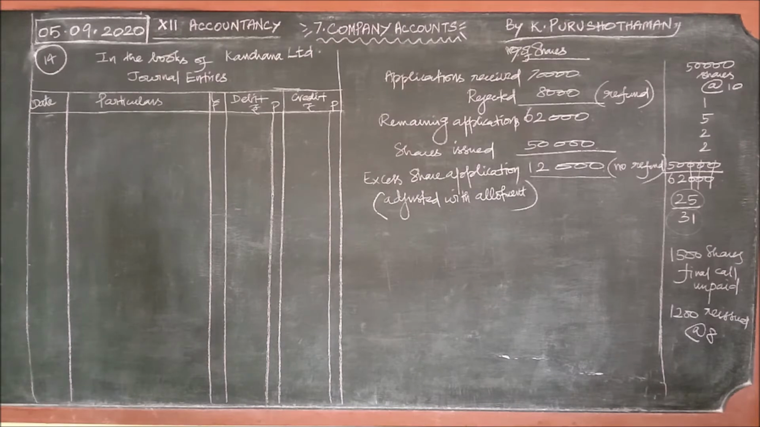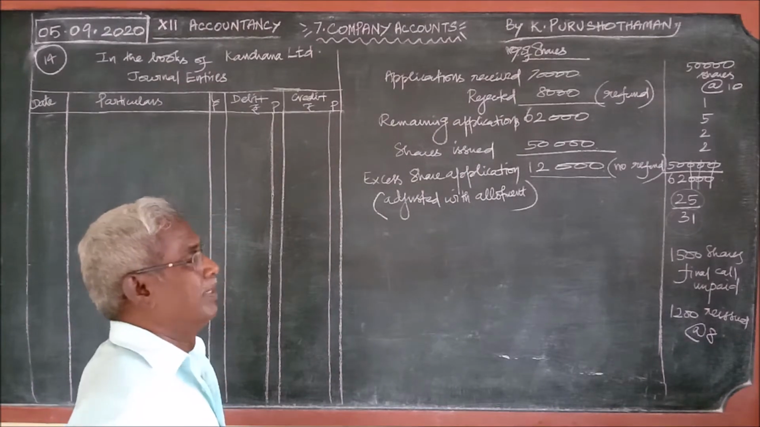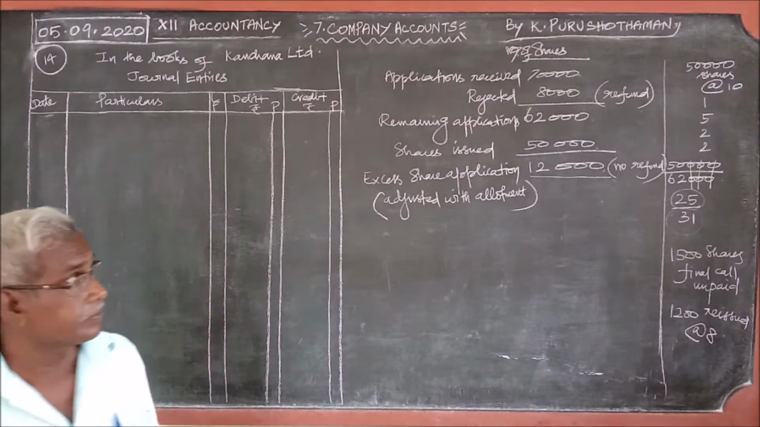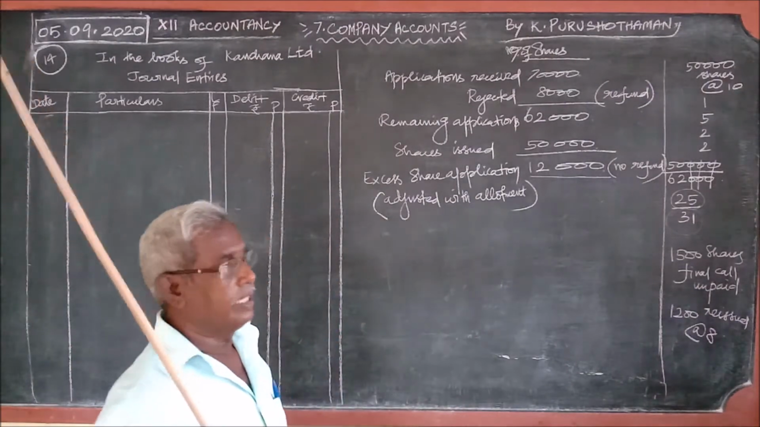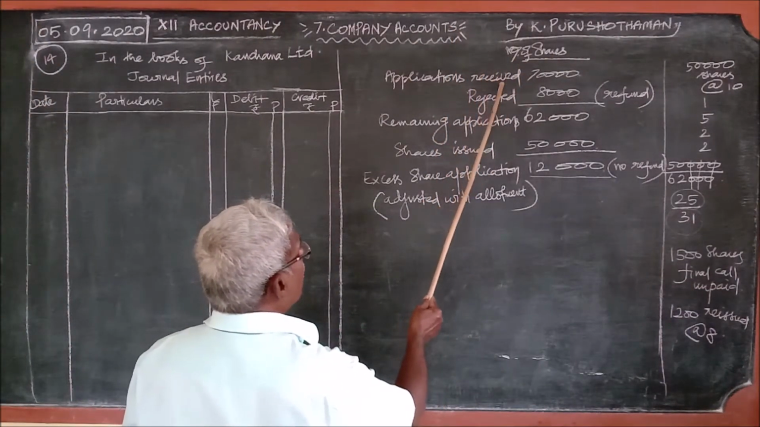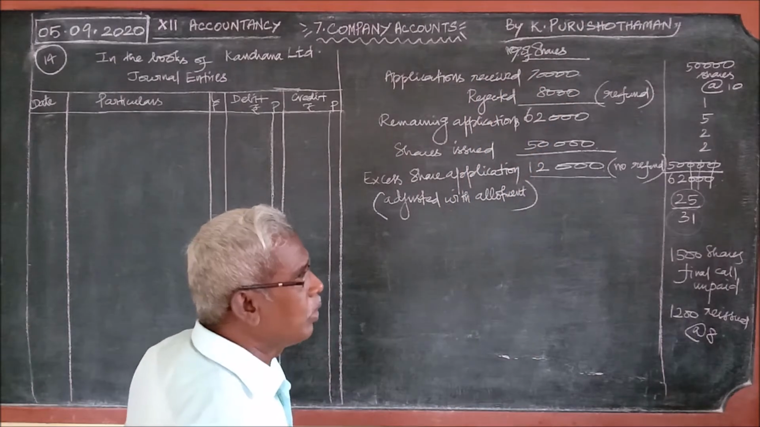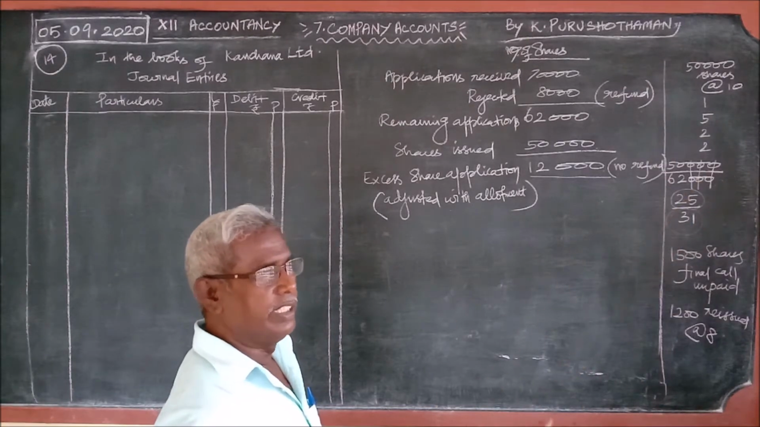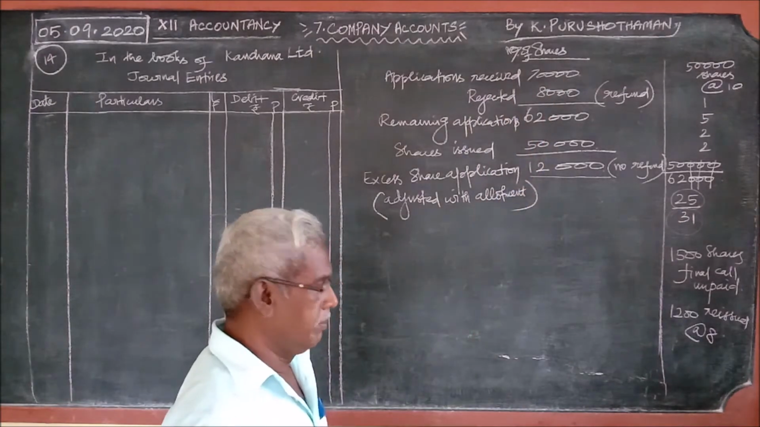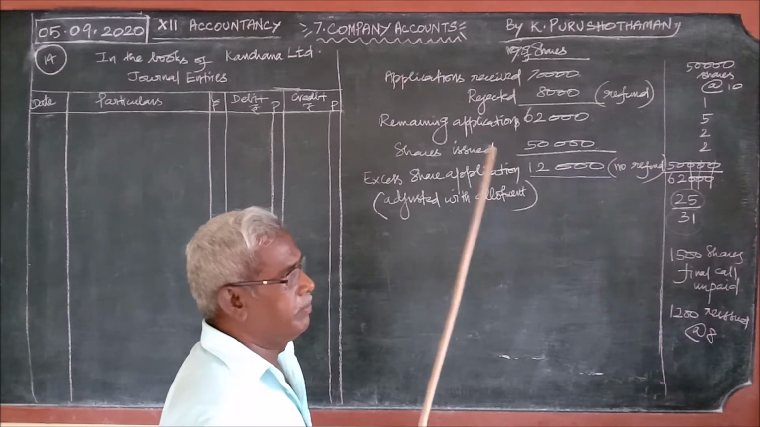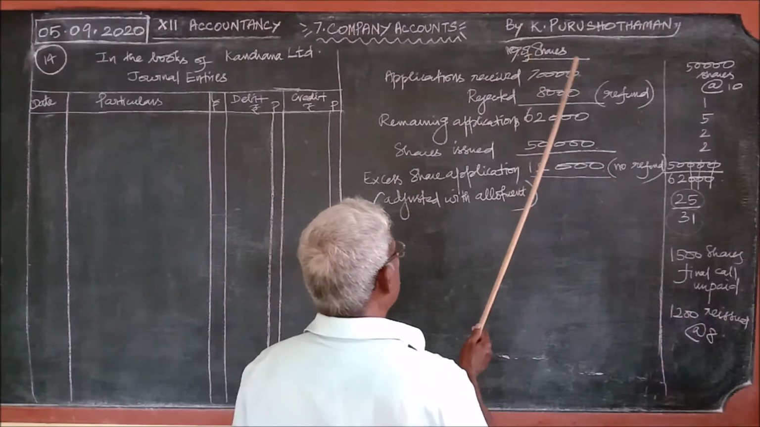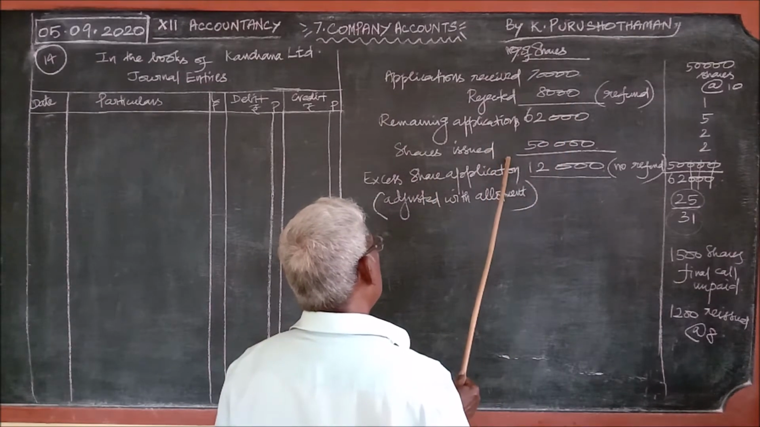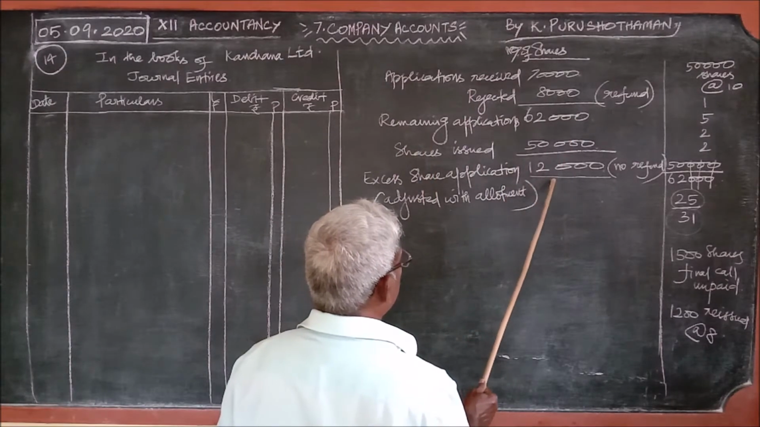Once you go through the question, you should find what is given in the problem. I shall once again repeat the same. Number of shares issued by the company is only 50,000 shares. But the company received applications for 70,000 shares. That is 20,000 more applications. The company rejected only 8,000 shares, so that money should be refunded to the applicants. We refunded the 8,000 shares' application money. Even after that, how much is excess? Remaining applications 62,000, but shares issued 50,000, so excess share application money is 12,000.